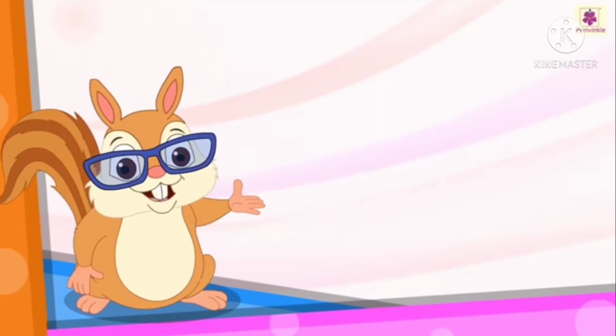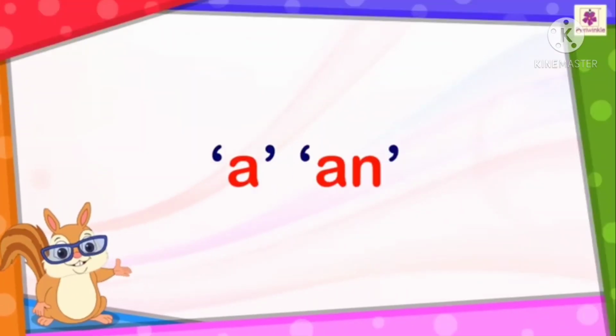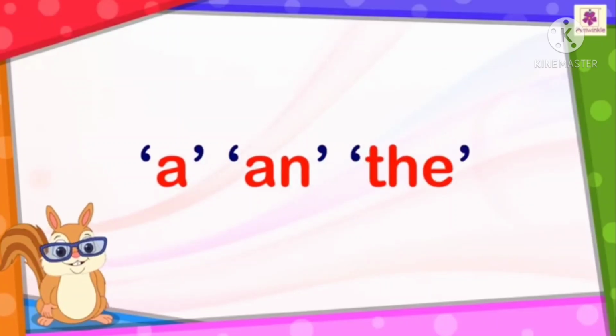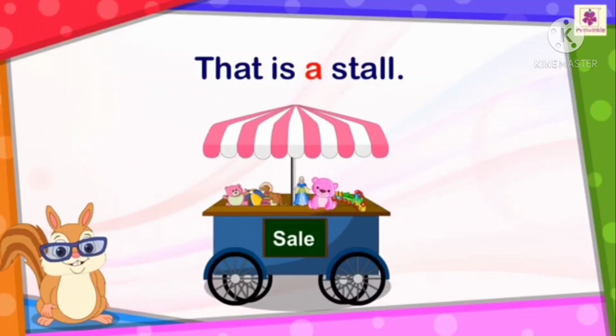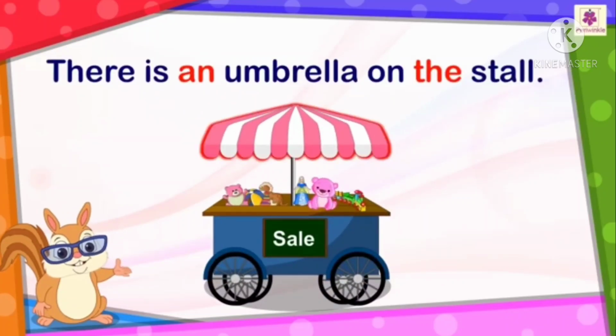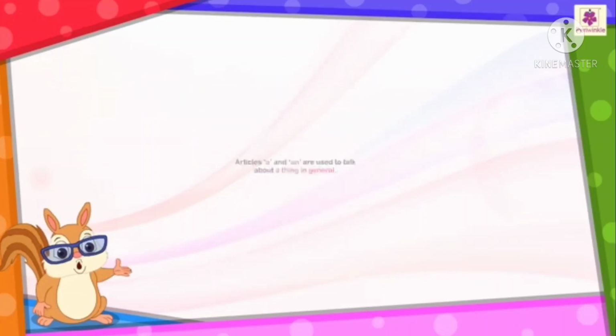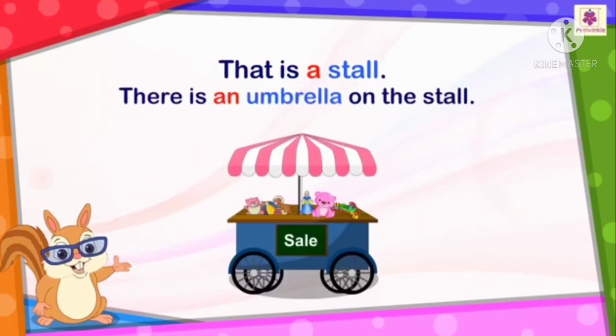Look at the following sentences to learn the use of articles a, an and the. That is a stall. There is an umbrella on the stall. We observe that articles a and an are used to talk about a thing in general. For example, a stall and an umbrella.